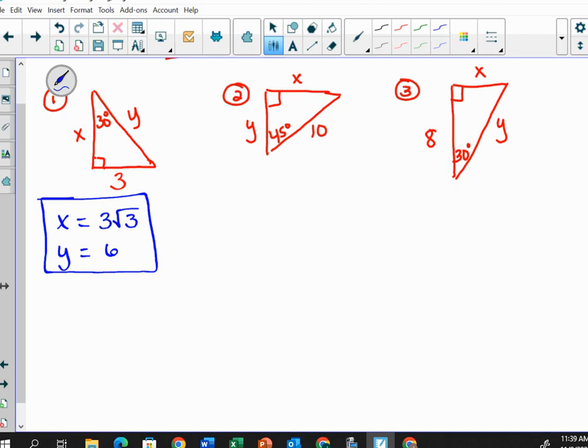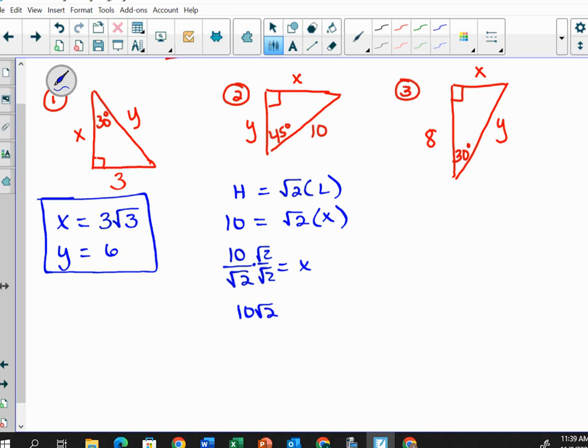All right, guys, second one, 45, 45, 90. Remember, hypotenuse is equal to root 2 times a leg. So just plug in what you know. The hypotenuse is 10. Root 2 times either x or y, they're the same. How do I solve? You divide by root 2. So I have 10 over root 2 equals x. How do I rationalize? So I get 10 root 2 over 2, which is 5 root 2, and that is both your x and y.